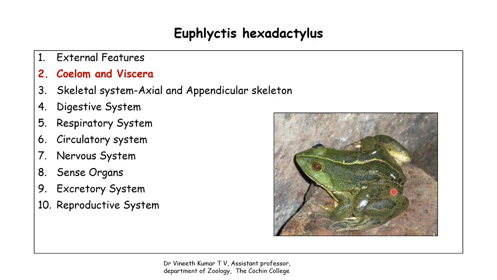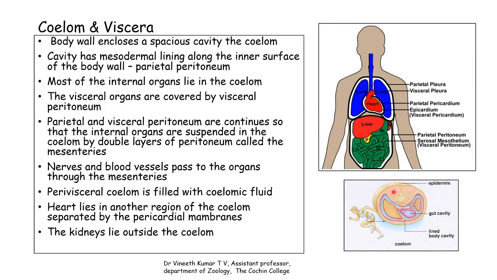And next we are moving on to the coelom and viscera. So in coelom, as you see here, I have put the diagram of a human which shows the coelom. This was just to compare, because if you have a clear idea of what is in humans, you can compare it with any other animals. That's why I have put it with that of humans here.